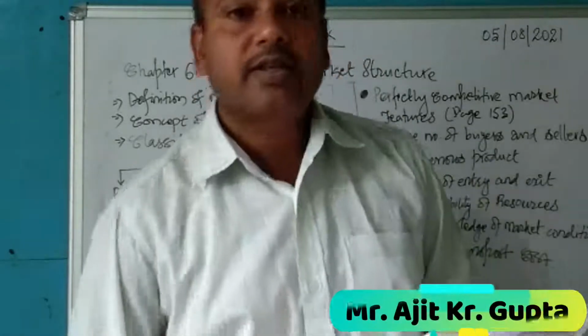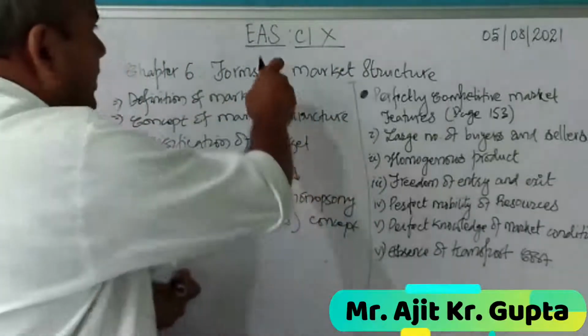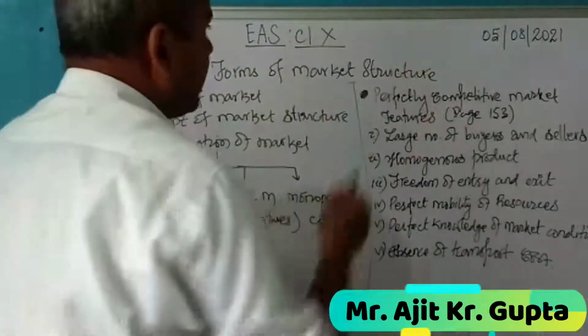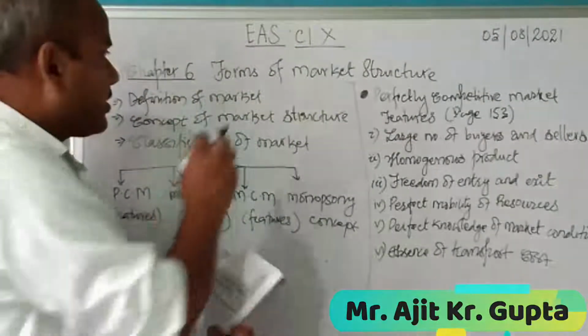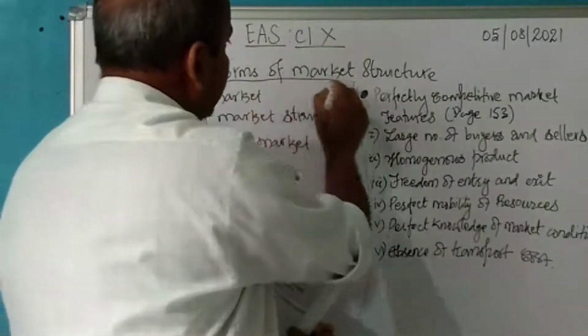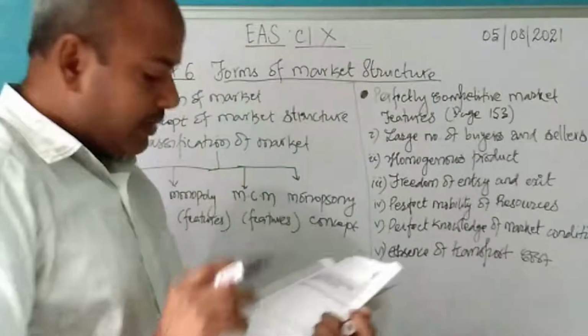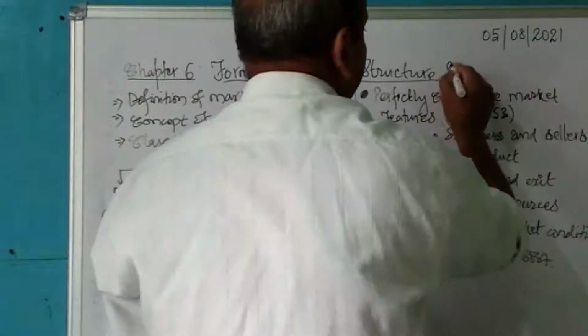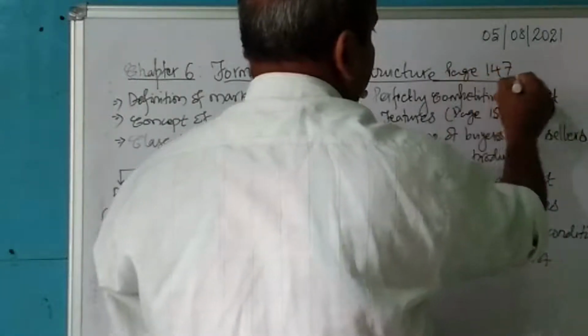This is a video on economics class for class 10. Economics for class 10. Today is 5th of August and today we are going to begin a new lesson. That's chapter 6 and the name of the lesson is Forms of Market Structure. It's given on page number 147. Page number 147, Forms of Market Structure.